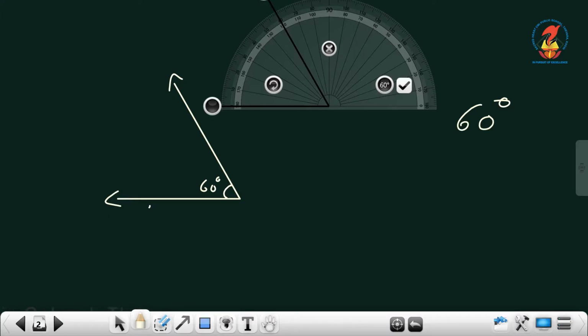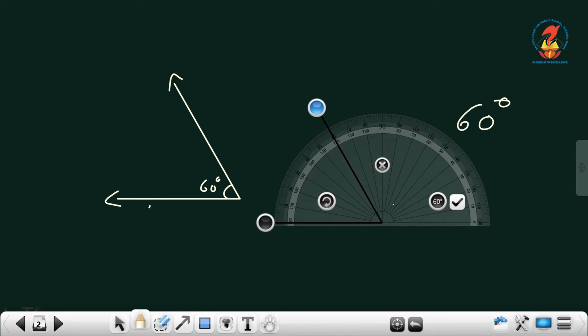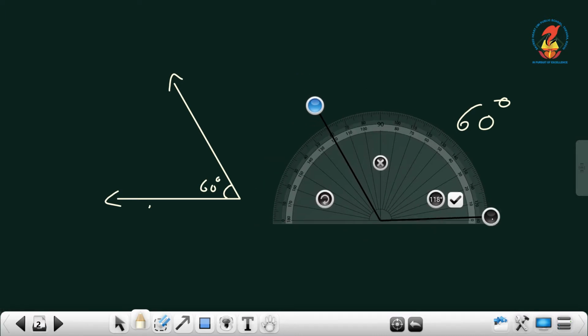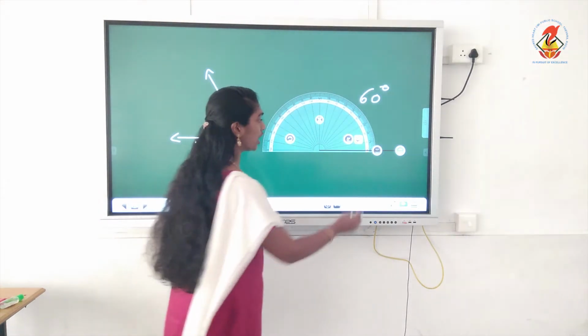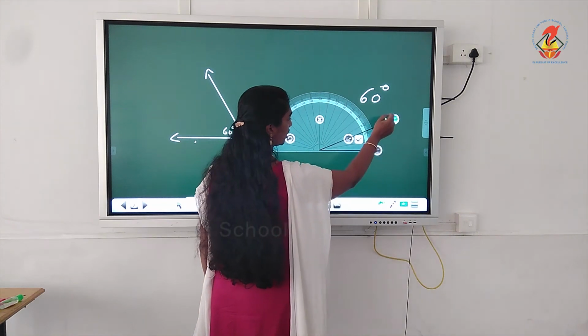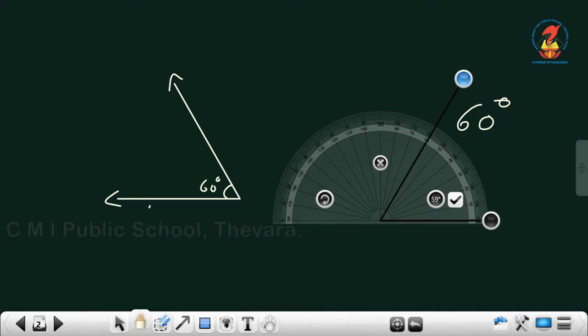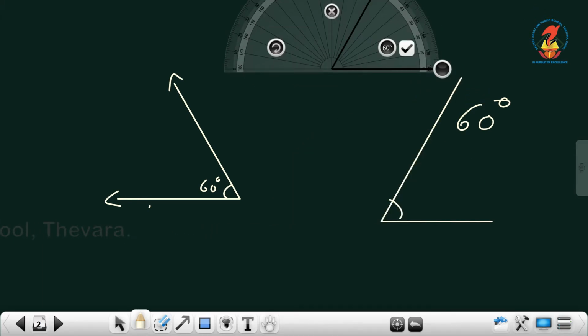Now, the same angle I am going to draw using the inner scale. See what will happen. So what I'll do, I'll bring my line to this side. Okay, now it's at 0 degree. My line is to this direction. So since my line is to this direction, I will use the inner scale. Inner scale 0 starting from here. So I'll count from there. 0, 10, it comes 20 and it goes, I reach at 60. See, I got 60 degree angle.